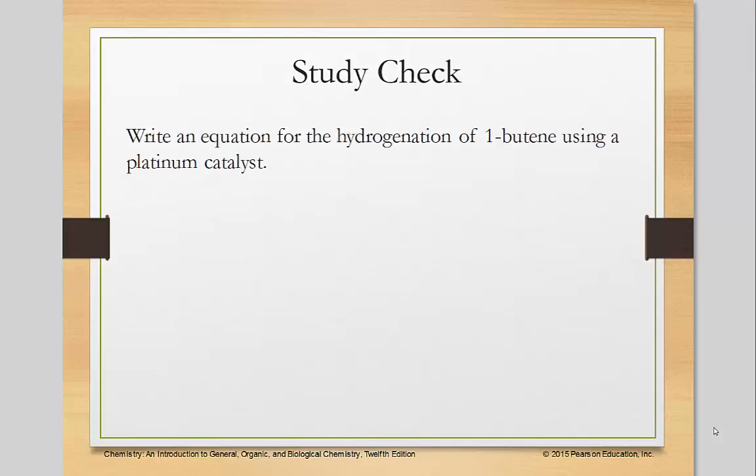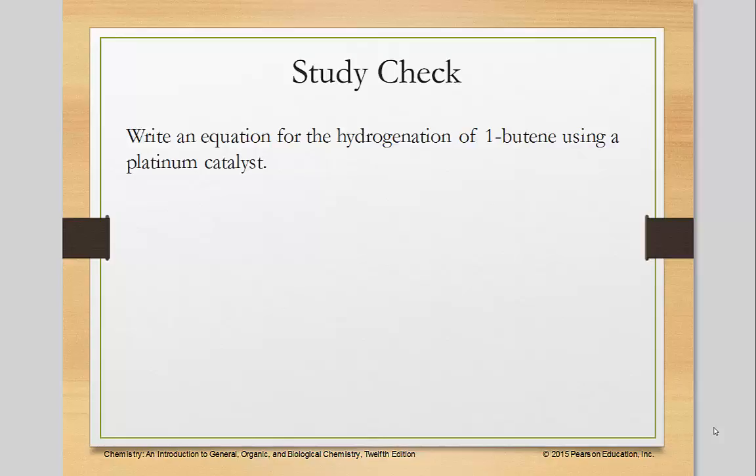Alright, so write an equation for the hydrogenation of 1-butene using a platinum catalyst. Once again, it's very common for beginning students to get worried when they don't see an actual equation there. They're used to having it handed to them, and then they just try to manipulate it. Giving it in word form is completely normal, and it's completely normal to be a little bit scared. Just know and believe in yourself that you know what to do.